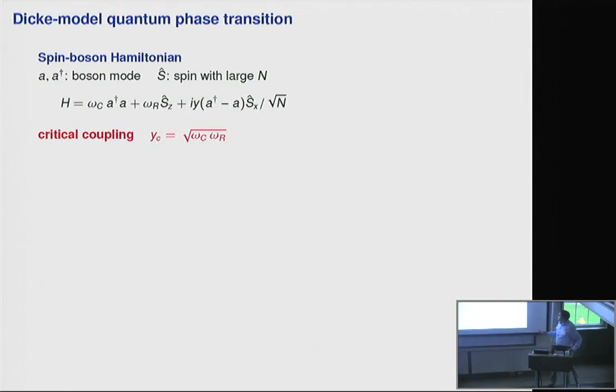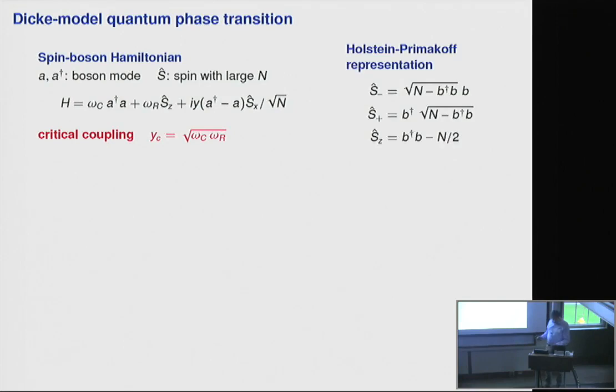And at a certain value of this coupling, which is the geometric mean of the eigenfrequencies, the ground state of this Hamiltonian changes. So below this critical point, we are in the normal phase where there are no photons and the spin is down. But above this critical point, there will be some spontaneous polarization which compensates for the self energies.